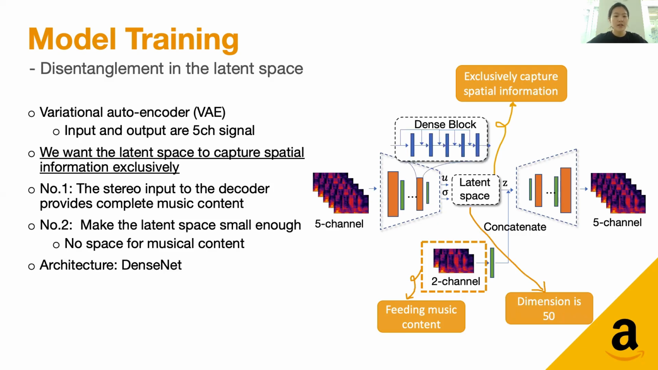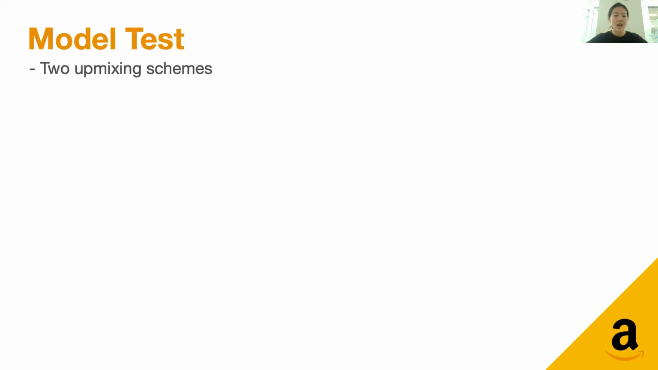We chose to use a DenseNet-like architecture for both encoder and decoder to help the information flow during backpropagation. With the VAE model trained in this way, we can provide two different upmixing approaches. The first one, we call it upmixing via style transfer.